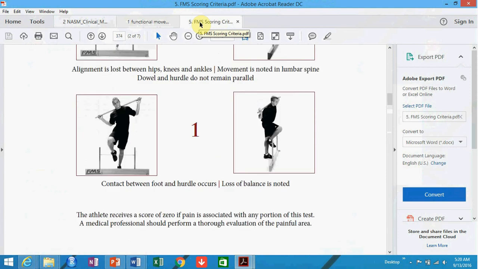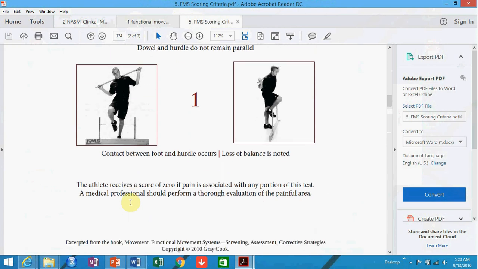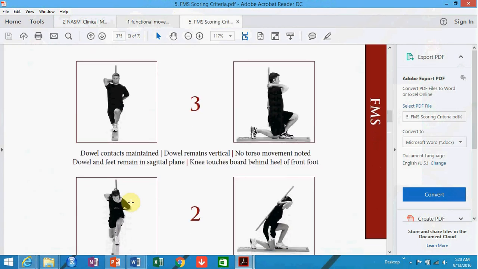Another thing you'll notice here is balance. Loss of balance is noted. So the individual can't even stay on one foot without losing their balance. Okay, inline lunge. This is a number 3, and again, your body is maintained in a vertical position.